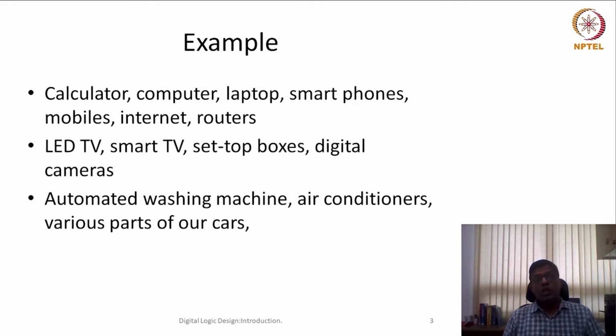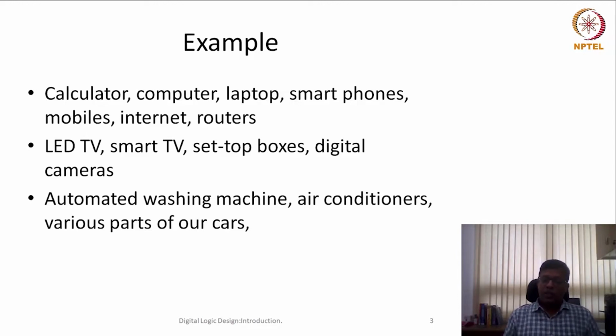Similarly, digital cameras. All of these things are essentially part of our consumer electronics goods, helping us in making our life smarter. They are all digital in nature. And it's not only these consumer goods, but also other things which are becoming more and more smart. For example, automated washing machines, where some part would be digital, that's why it is automated. Air conditioners will also have some sort of a control unit, that's why people sell it like an automated system.